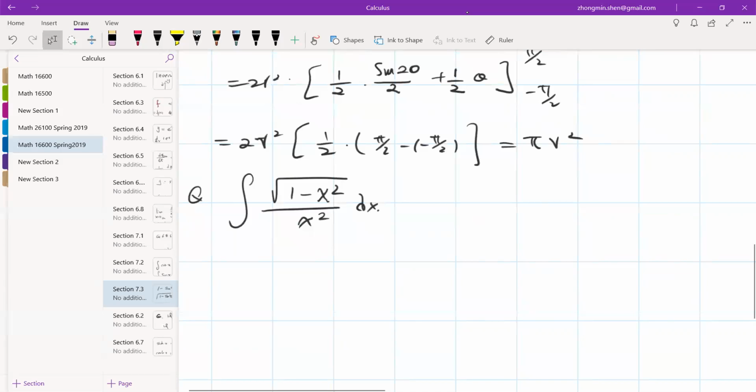When I see 1 minus x squared, maybe I can get rid of the radical. In order to get rid of the radical, you have to set x to be sine theta, right? That's clear. So try this first. The more exercises you do, the more experience you're going to get. So dx equals cosine theta d theta.